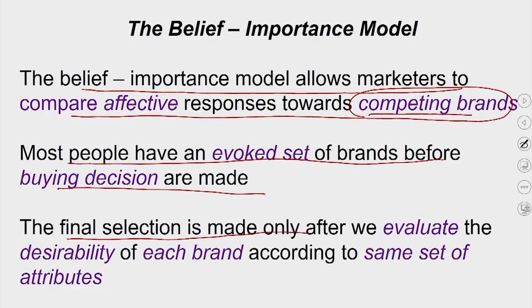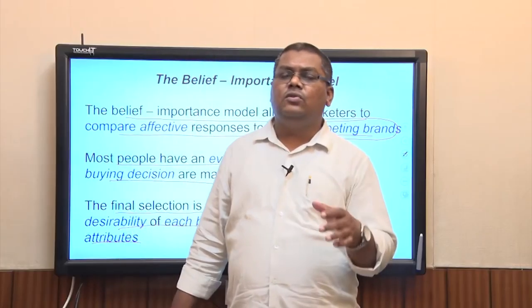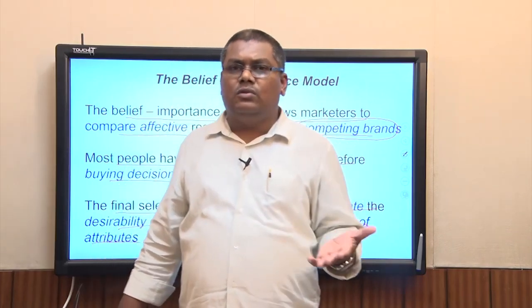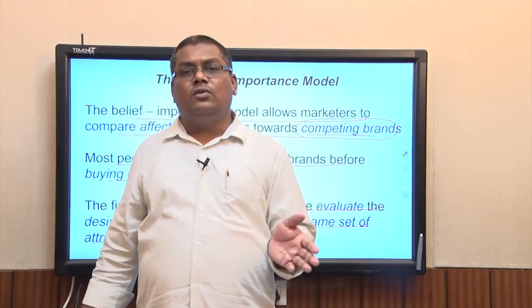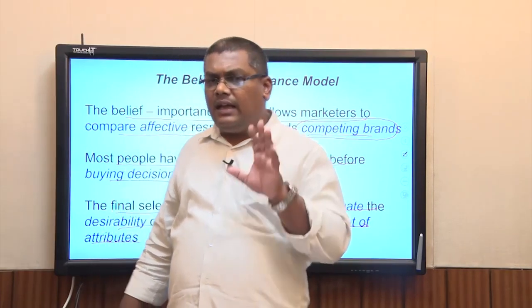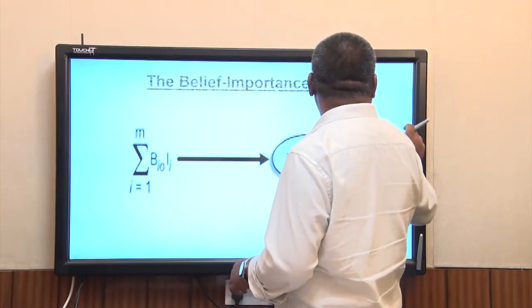Now, the final selection is made only after we evaluate the desirability of each brand according to the same set of attributes. So, what the belief model will do is look at a number of attributes that the person wants and compare multiple brands across those attributes. Based on that, we'll find out how people believe about different brands, and then provide enough reasons for marketers or competing brands to change their attitude, or to find new ways to change or manipulate people's attitude towards their product.